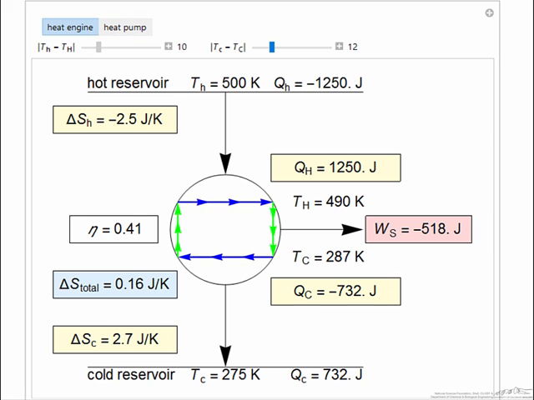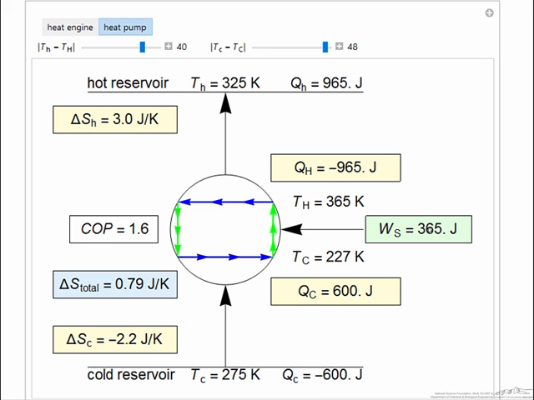You can see as we change this temperature difference, the efficiency decreases, the total entropy change increases. Likewise, as we change the temperature difference between the low temperature reservoir and the low temperature in the cycle, the efficiency decreases further, total entropy change increases. For the heat pump, now inputting work, calculating a coefficient of performance, and coefficient of performance is higher when, in this case, the temperature is the same for the low temperature reservoir and low temperature cycle, so let's make both those temperatures the same.